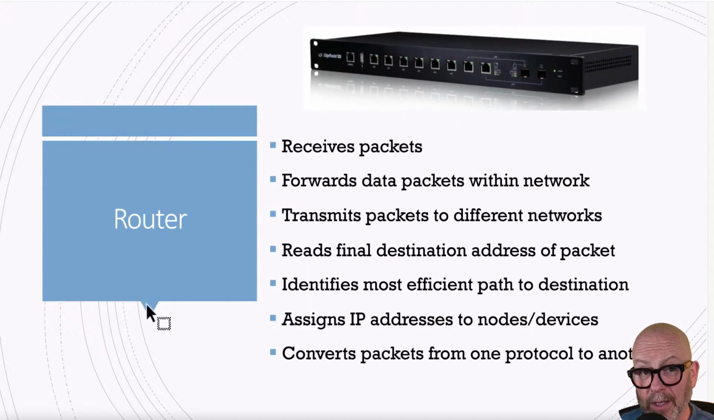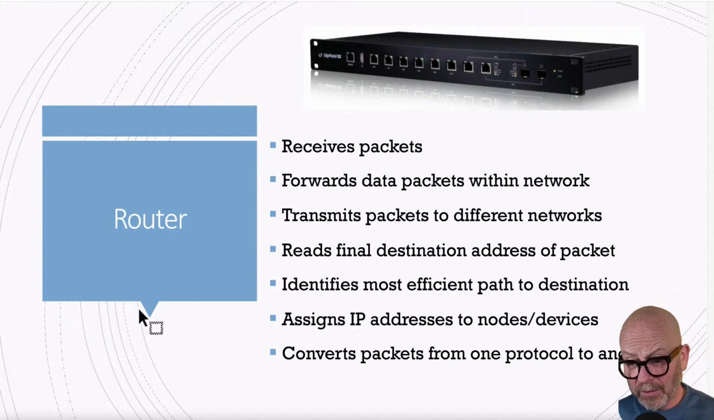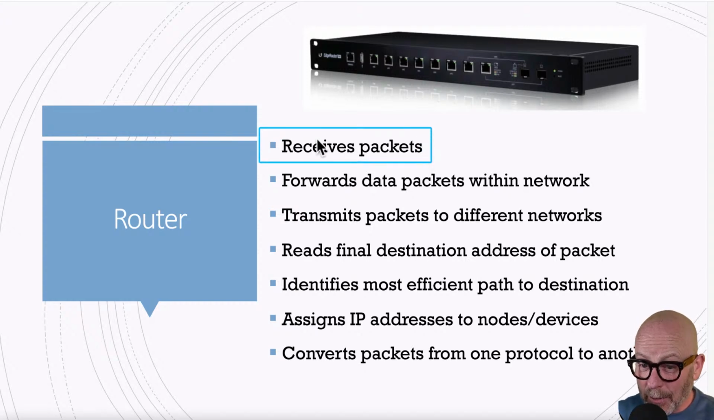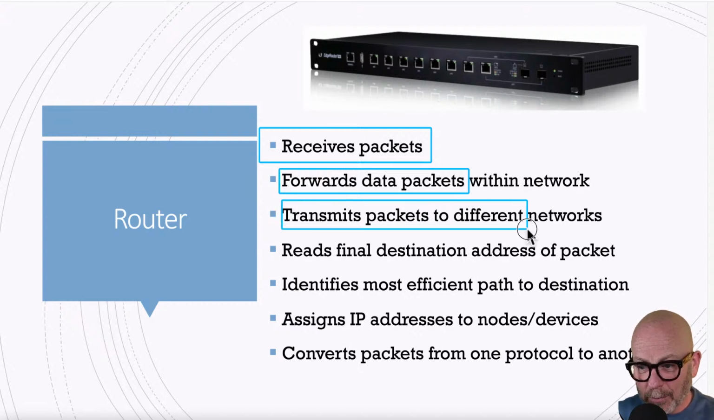Next, we've got the router. Warning, warning, warning, right? When it comes to routers, OCR love a router question. And I kind of get it, because routers are absolutely central to networks, because they do so much of the heavy lifting. Here's what a router does, and there's one mark each for these. A router receives packets, because in a network, data is split up into small chunks called packets. The router also forwards data packets, one mark there within a network. It also transmits packets to different networks.